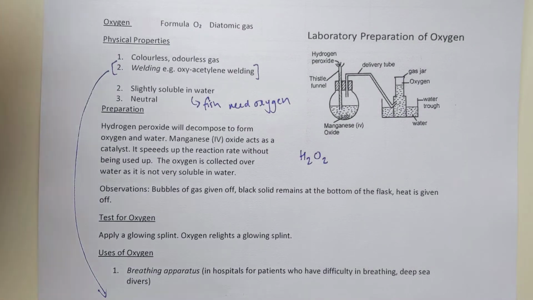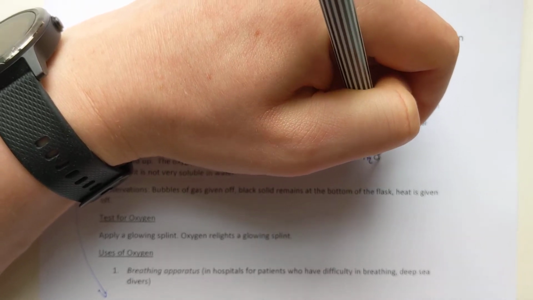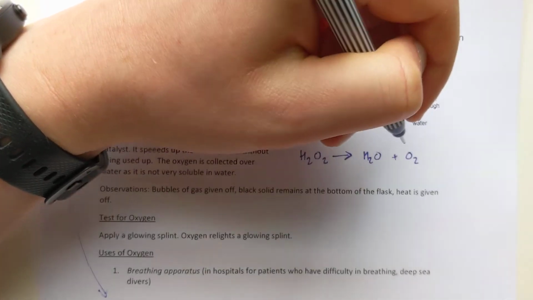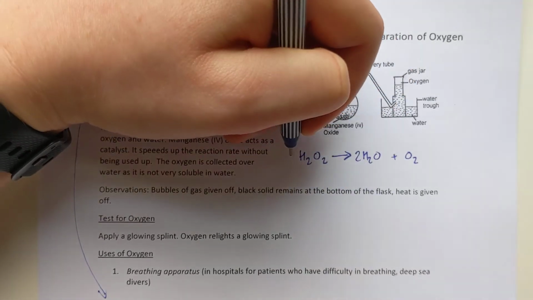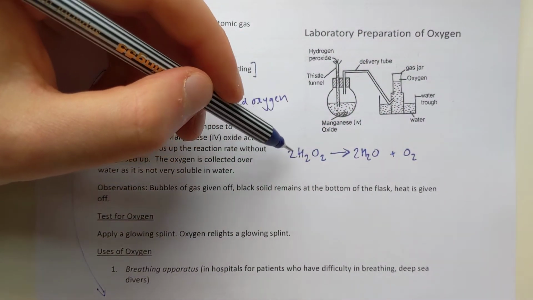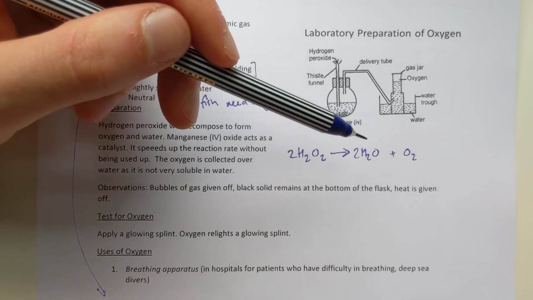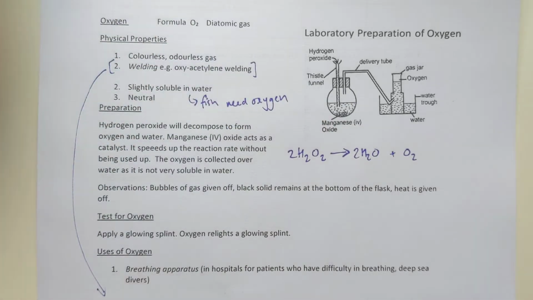Hydrogen peroxide is a strange chemical in that it will actually break itself down to make water and oxygen. So it's not a very stable chemical. And that equation looks like this. Now, in normal circumstances, that will happen over the course of a few weeks. So if you leave some hydrogen peroxide out, it will gradually break down to water and oxygen. Obviously, in experiments, we want that to happen a wee bit quicker.